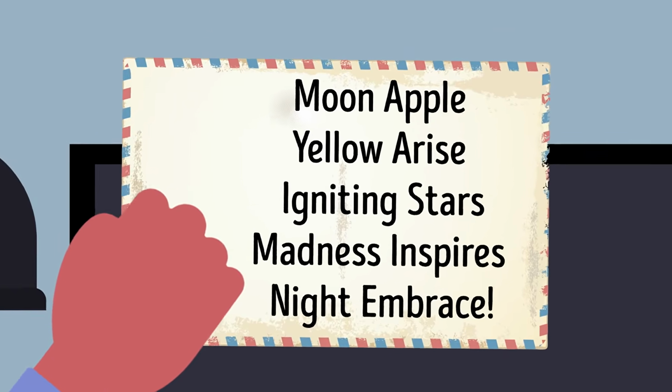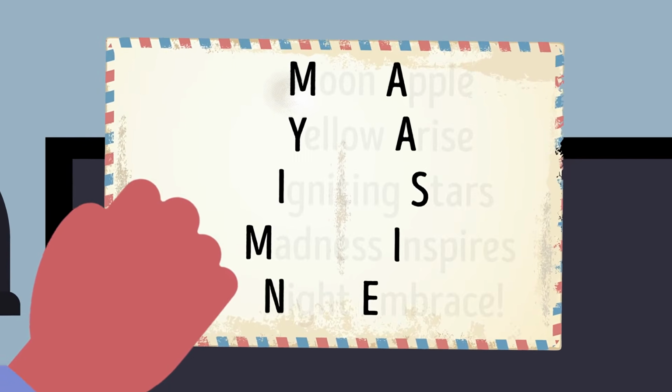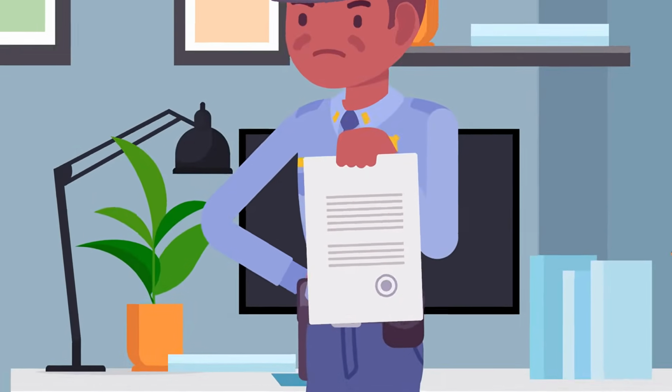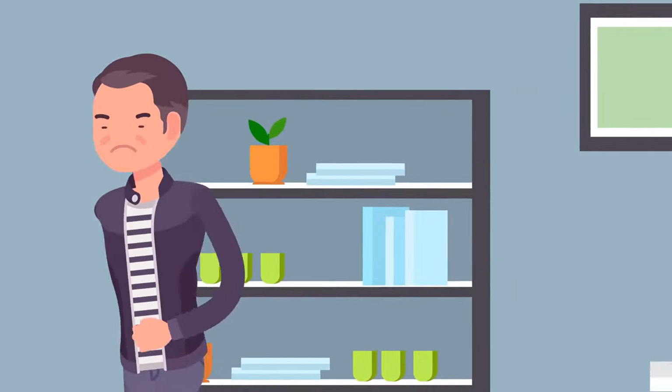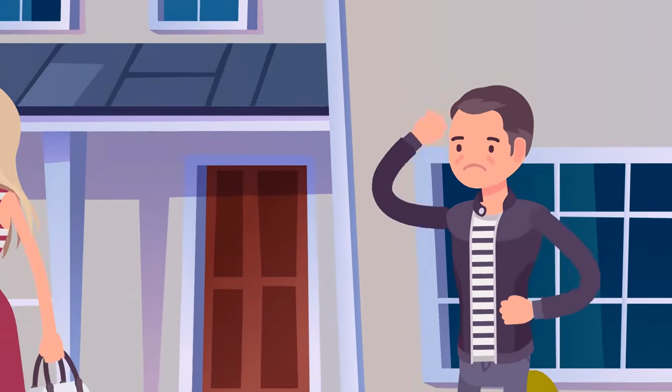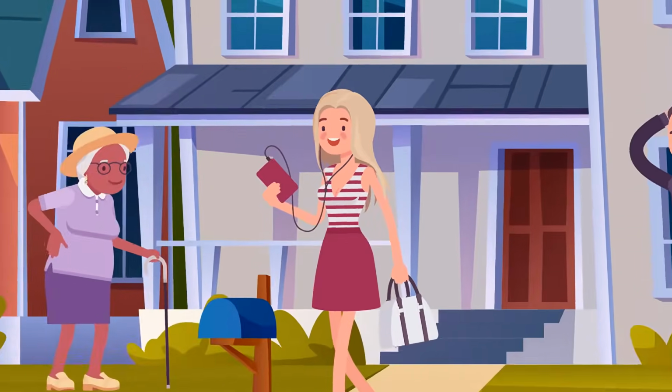Take the first letter of each word and you'll get "Maya is mine." The police decide to issue a search warrant, but Ren can't wait. He goes to Frank's house to save Maya. On the way, he sees these 3 people in the neighborhood. Can you spot who's suspicious?